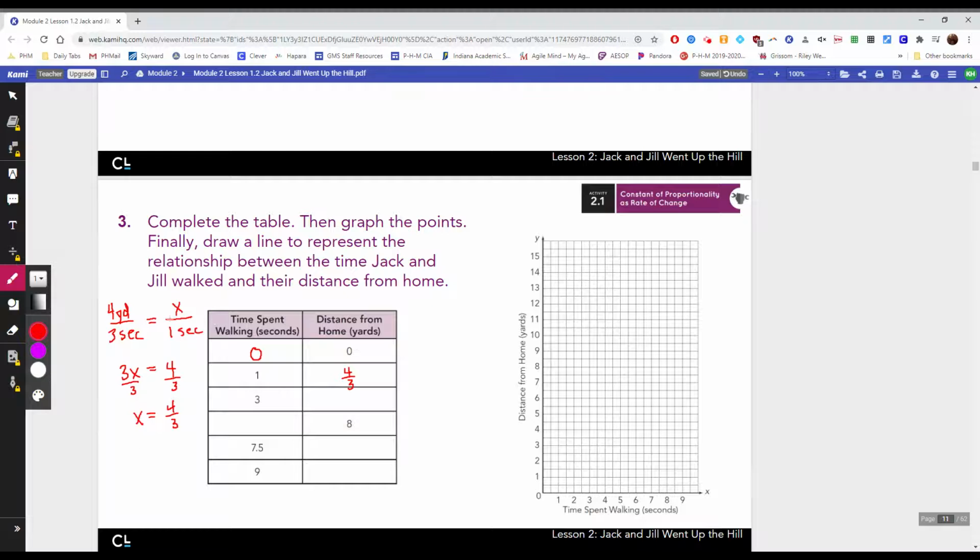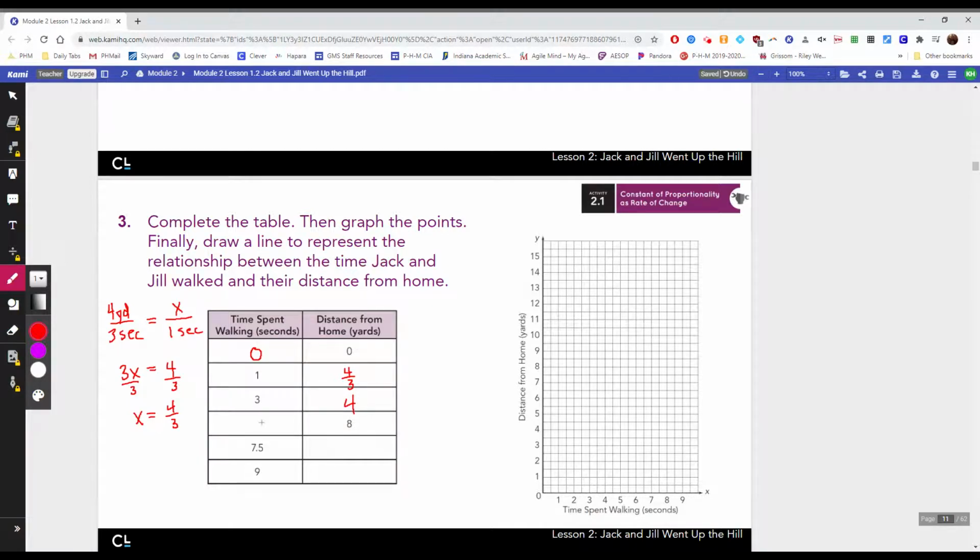I would use this same idea to fill out the rest of this table. So I want you to pause the video and come back and check answers. All right, let's check answers for the table. So 3 seconds, you should have found that was 4 yards. That was actually the rate they gave us.